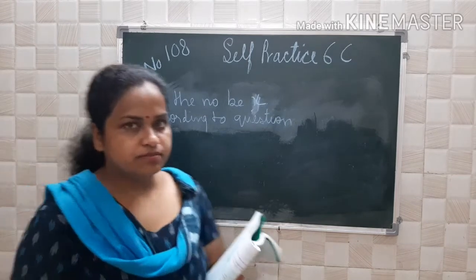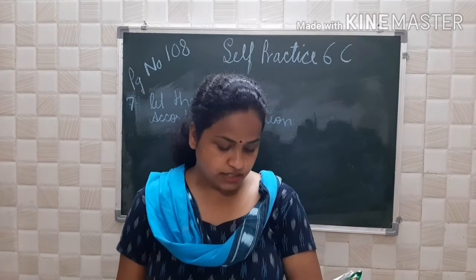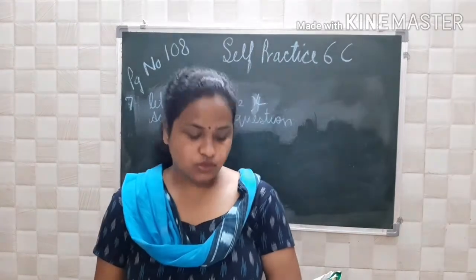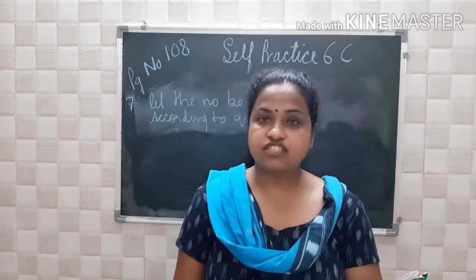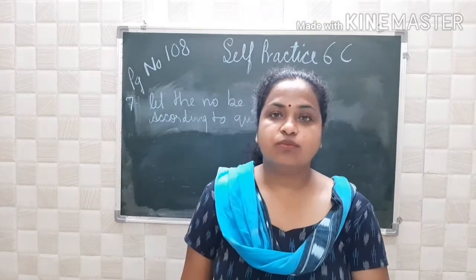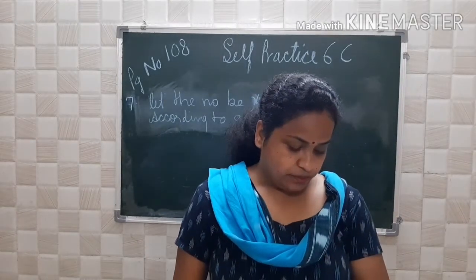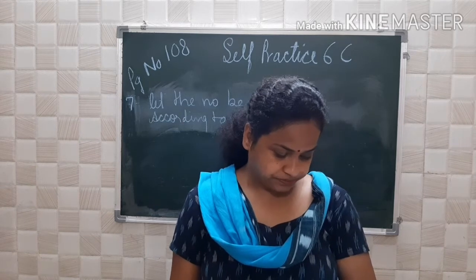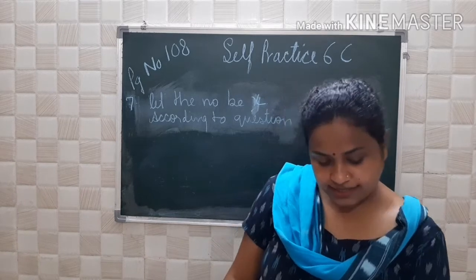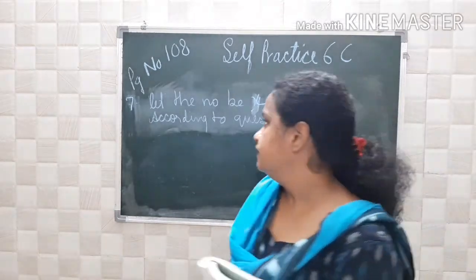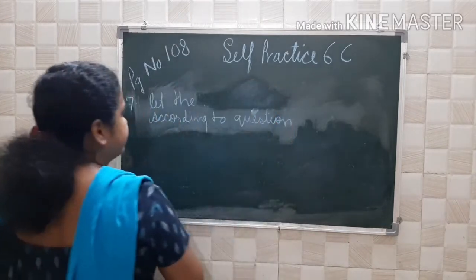Now see question number 7. Seema's little sister is now 5 years old. If her age is 2 years more than 1/4 of Seema's age, how old is Seema? So here let Seema's age be x.